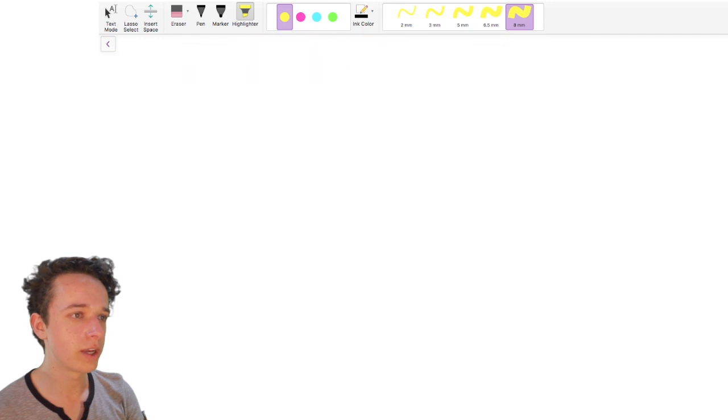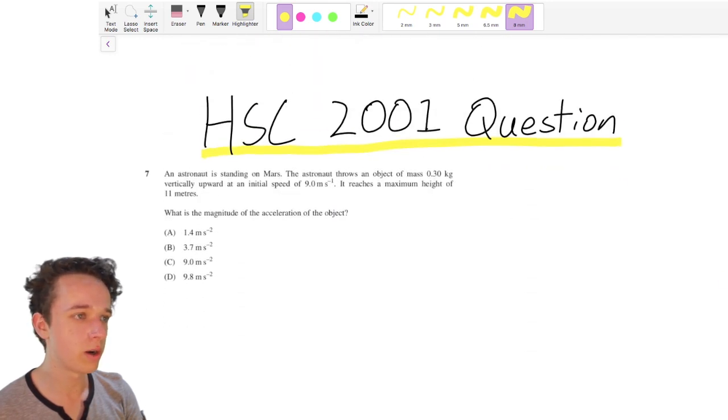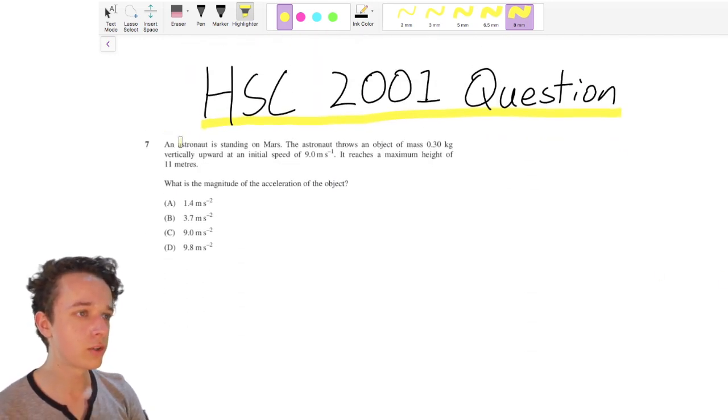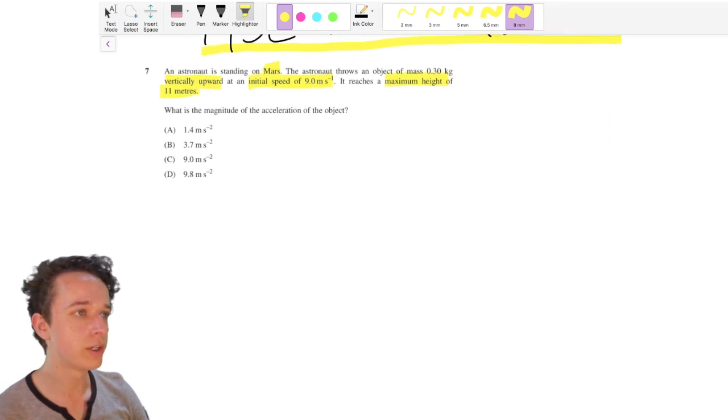The final question that we have here is from HSC 2001. So an astronaut is standing on Mars. The astronaut throws an object of mass 0.30 kilograms vertically upward at an initial speed of 9 meters per second. It reaches a maximum height of 11 meters. What is the magnitude of the acceleration of the object?